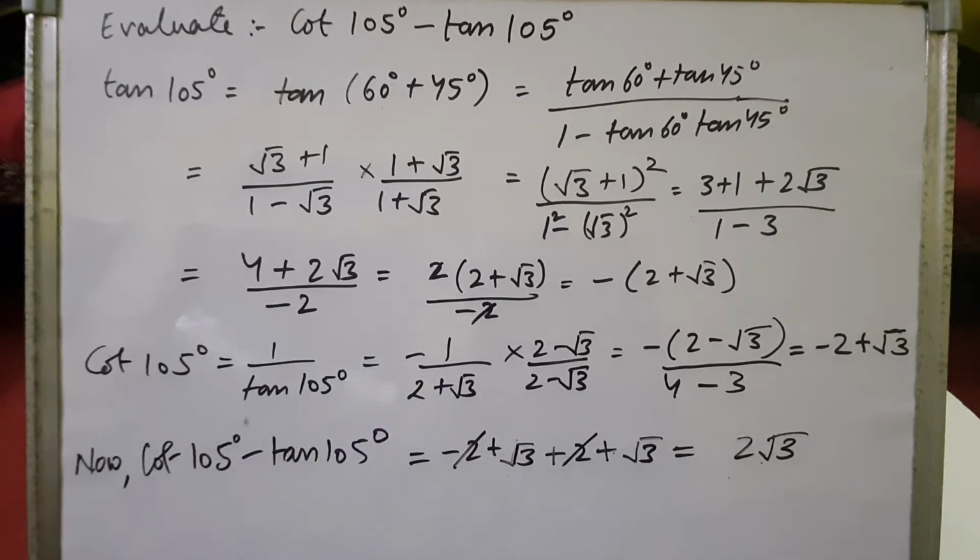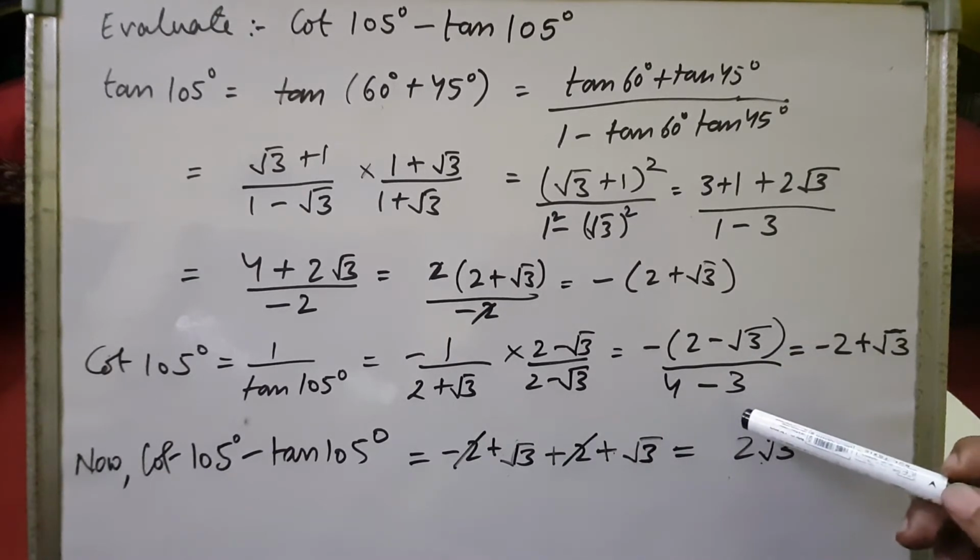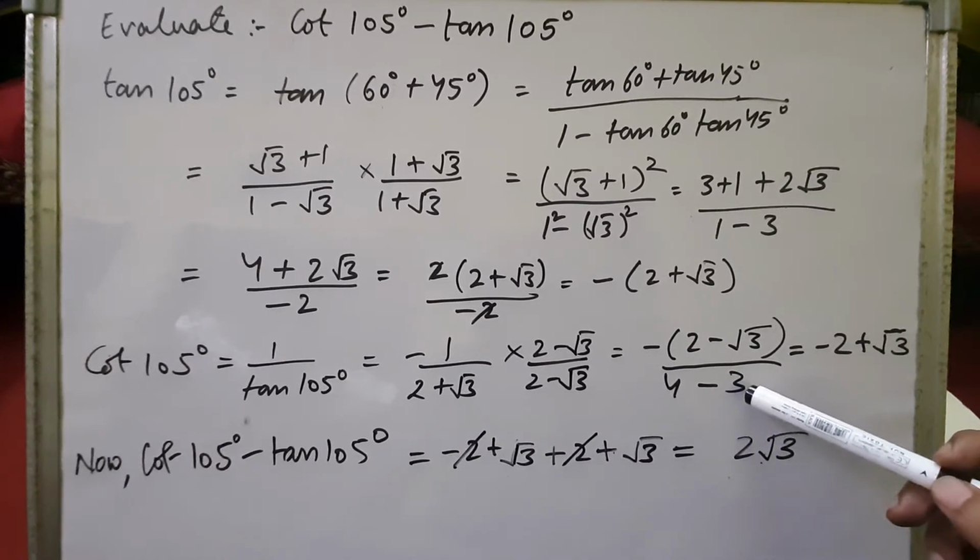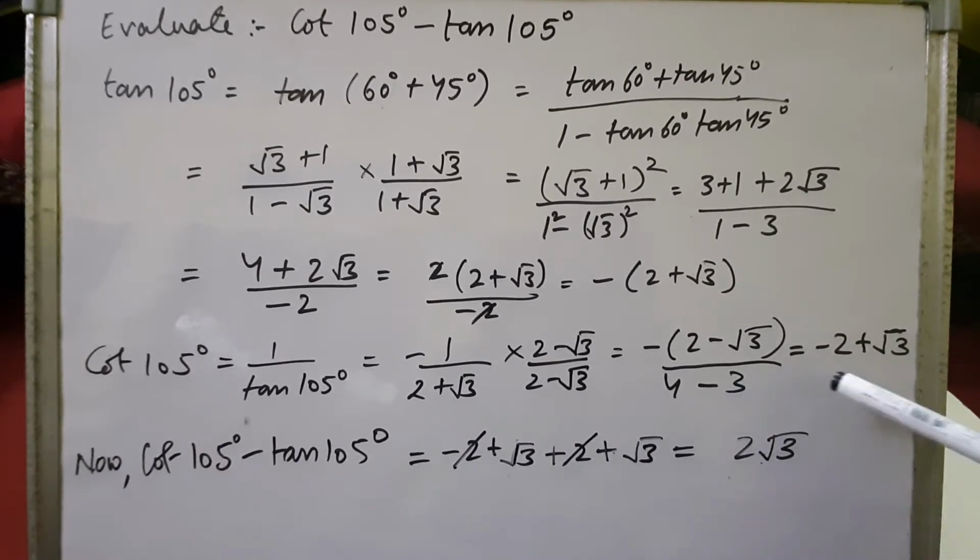When we do that, what will we get? Minus 2 plus root 3 in the numerator, and in the denominator we'll get 4 minus 3. (a plus b)(a minus b) is a square minus b square, so it will be 4 minus 3. So the denominator will become 1. In the numerator, we'll get minus 2 plus root 3. Right, children? Now we got the value of tan 105. We got the value of cot 105.